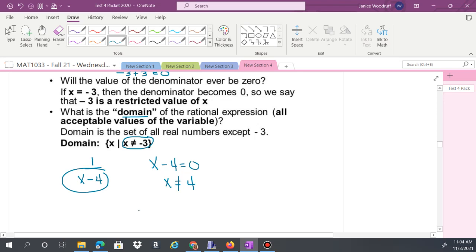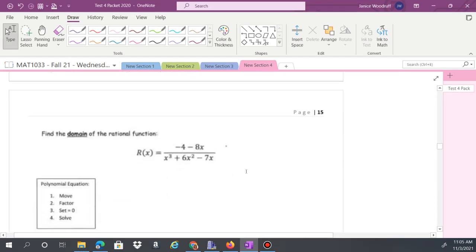So then there you say that the domain is all real numbers except x equals 4. And you write that with this set notation here. So your curly bracket, x, then a line here, and then x is not equal to 4. Okay, so let's take a look at another example.